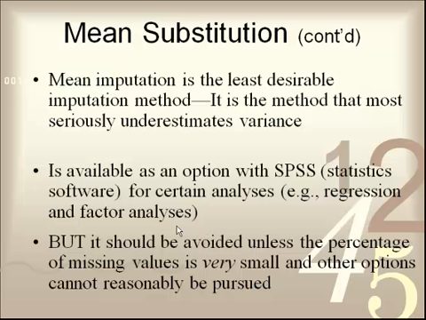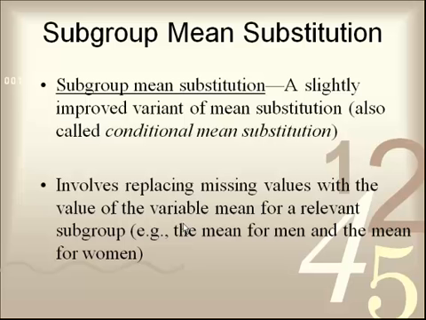But it really should be avoided unless the percentage of the missing values is very small, and the other options really can't be used. So for this mean substitution method, for the example we just had with the 10 cases, where you're imputing a mean for that one case, that is not as big of a deal unless you had a lot of other people that were missing as well.